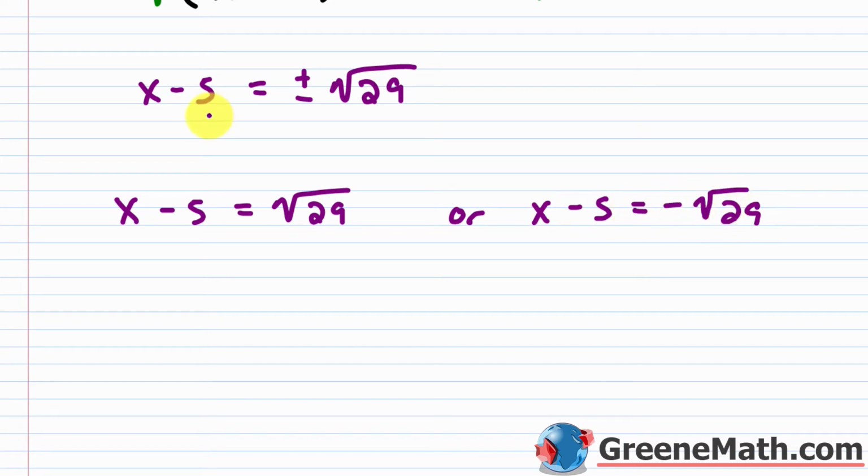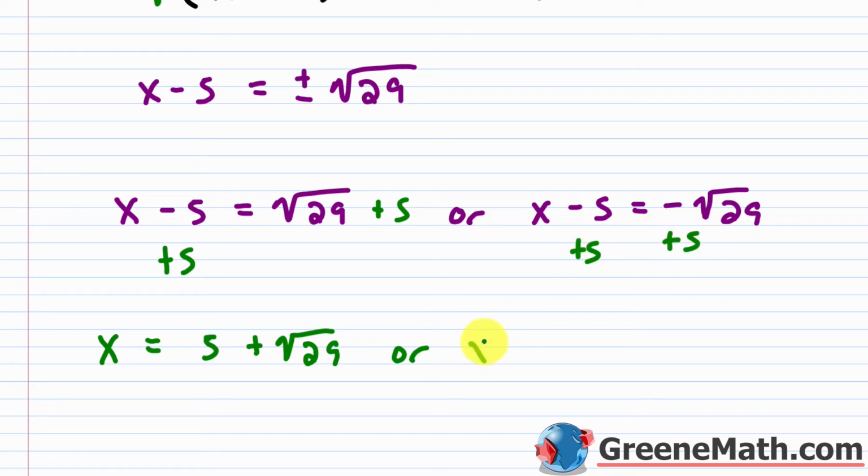Now, if you wanted to, you could also solve this just by doing this. You can add 5 to each side of the equation. That's fine too in this particular case, because you can't simplify the square root of 29. But for right now, I'm just going to do this the long way. So over here, I'm going to add 5 to each side of the equation. We get that x is equal to, I'll put my 5 in the front, plus the square root of 29. And then, or, over here, I'm going to add 5 to each side of the equation. I'm going to say x is equal to 5 minus the square root of 29.